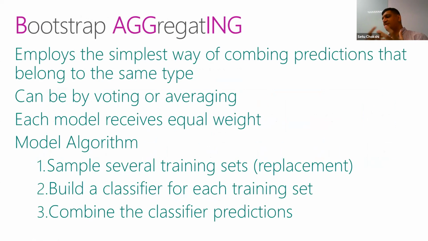Now, what we just learned is an idea used in bagging, which is an acronym that stands for Bootstrap Aggregation. How does it work? It employs a very simple way. I can do voting or averaging, depending on the problem. But remember, each model gets an equal weightage, so it's not going to be any different.